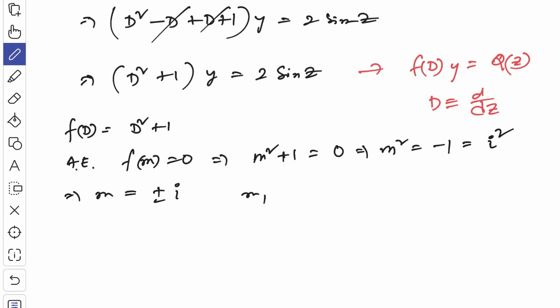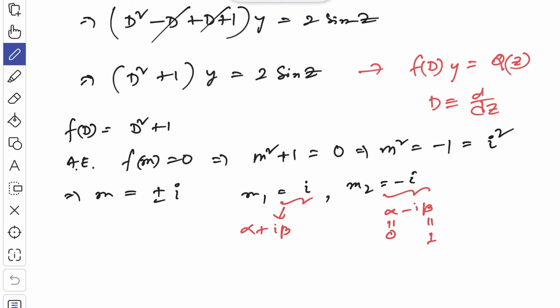So we have got two roots here. M1 you can consider this way, M1 is positive i and M2 is negative i, right? You can compare this positive i with alpha plus i beta, and you can compare this negative i with alpha minus i beta. If you compare with that, then you will get that alpha is equal to 0, beta is equal to 1. And these are complex conjugate roots.